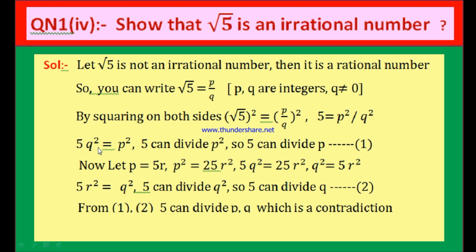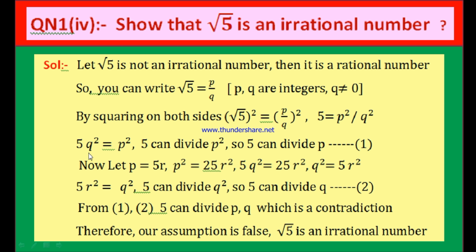Since p square is 5 times q square, 5 can divide p square, because p square is in the form of 5 into something. The value of p square is in the form of 5 into something. Therefore p square is divisible by 5. 5 can divide p square. If 5 can divide p square, then 5 can also divide p. This is the first result.